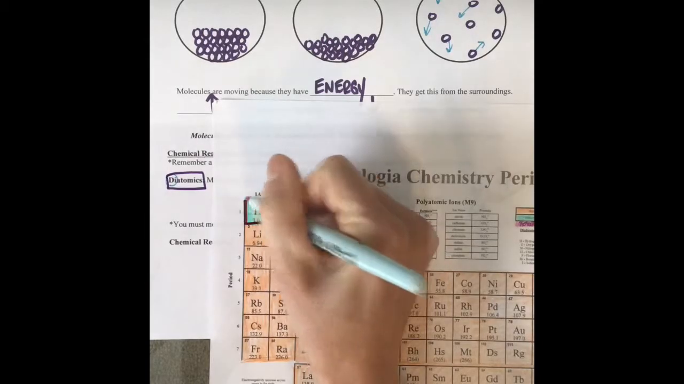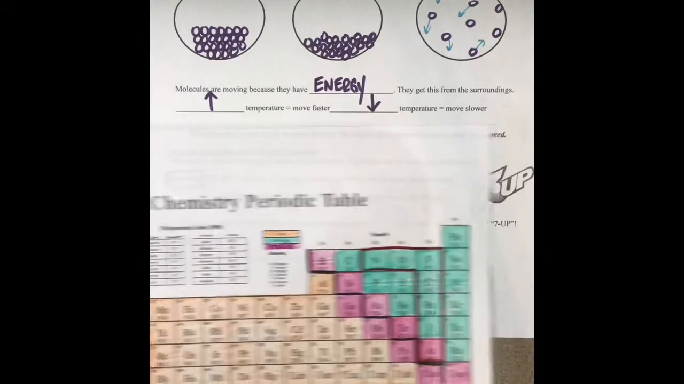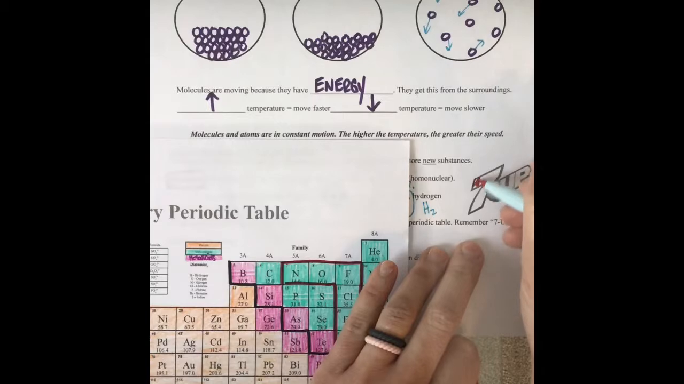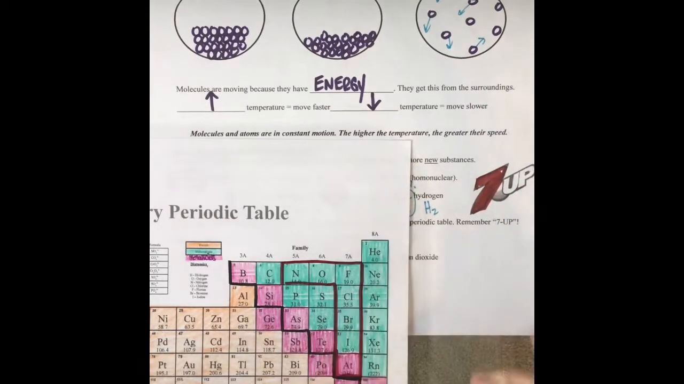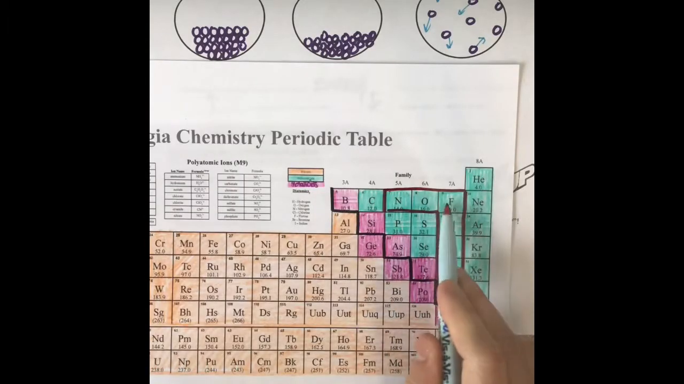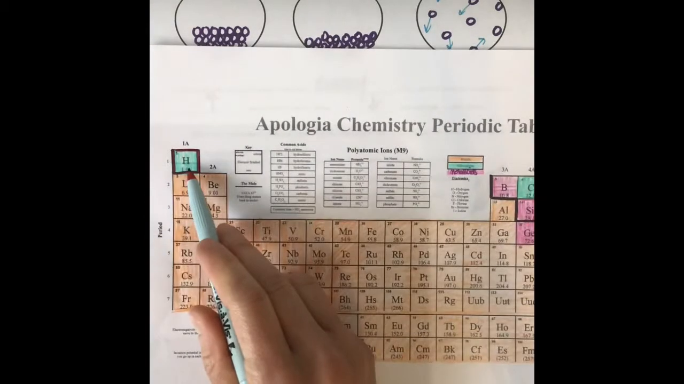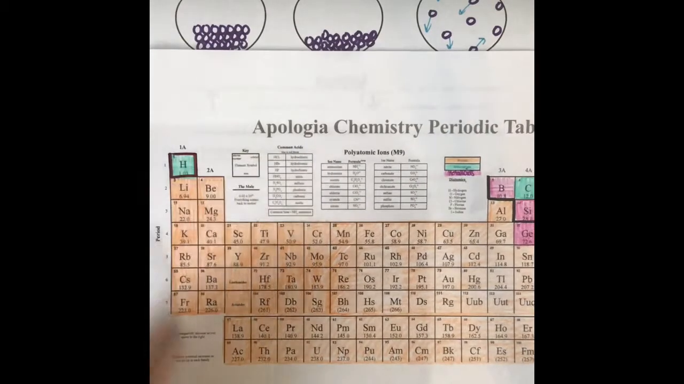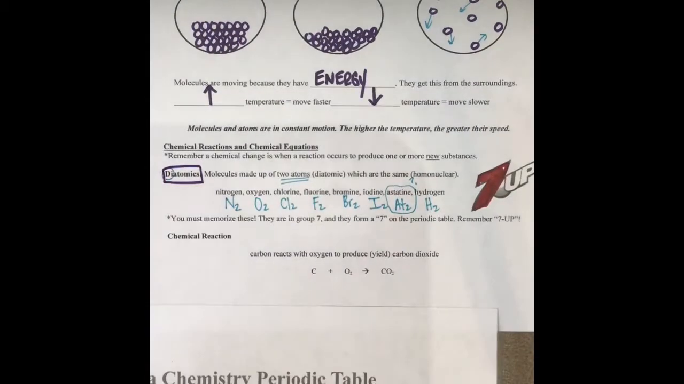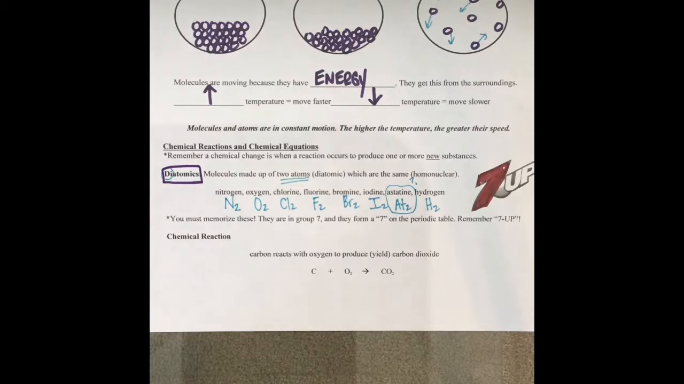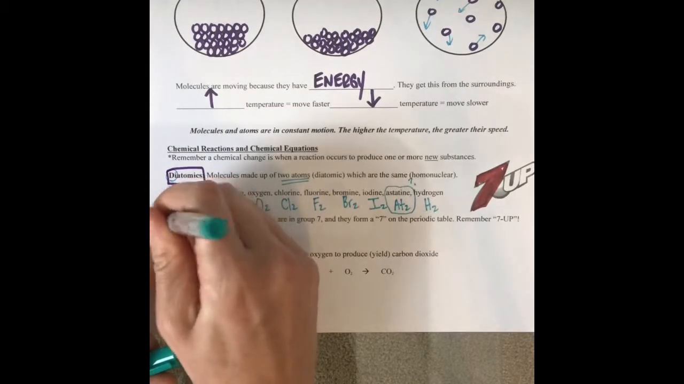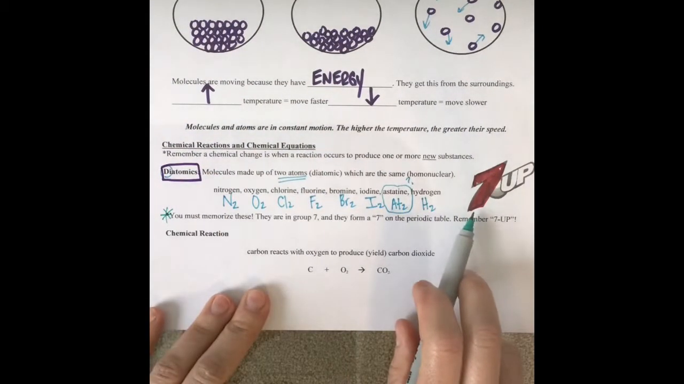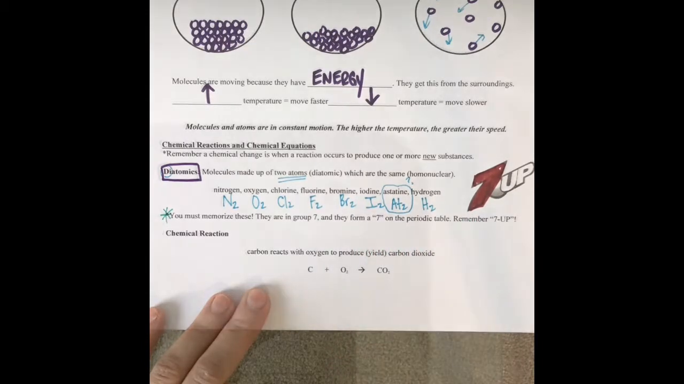Okay, they start at number 7, they make a 7, up, hydrogen. So my rule is 7 up. Start at 7, make a 7, and up reminds you that hydrogen is included in the upper right-hand corner. 7 up. You must memorize these 7. So hopefully that rule helps you find it and memorize it pretty easily.